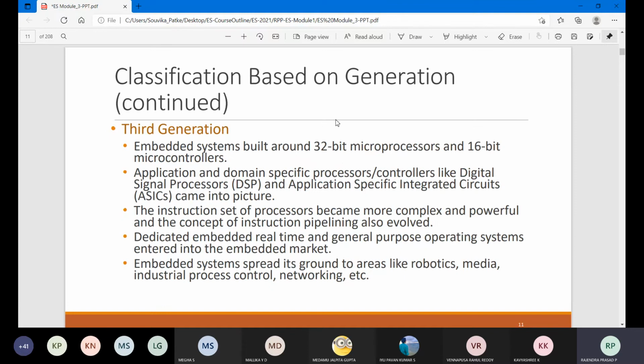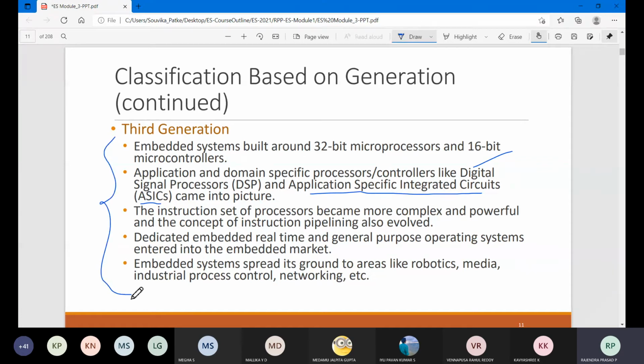So third generation, embedded imported. Then we have DSP processors. We have ASICs. ASICs are nothing but application specific integrated ICs. So instruction came, embedded systems spreading. So now everything is only about ease of use. Now there is no complexity. However big the task is, it should be easy for processing.